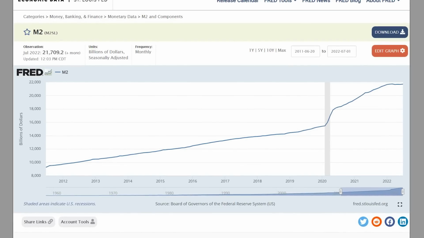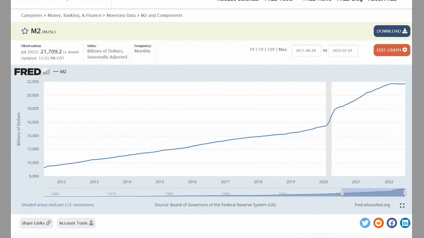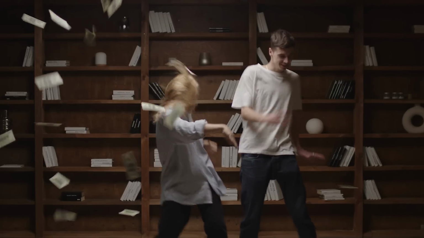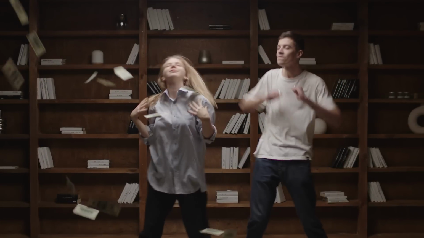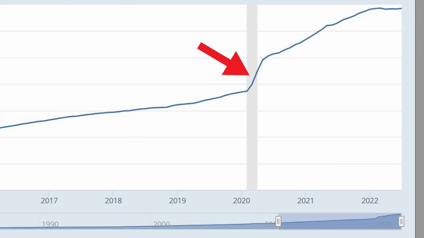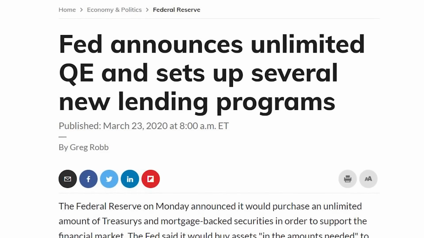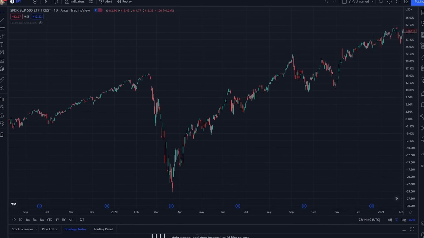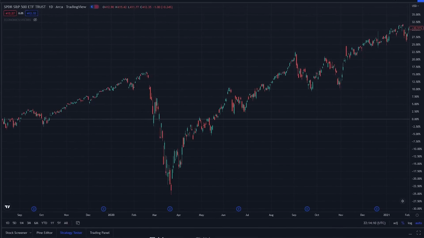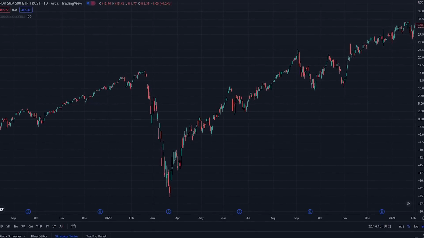Check out this chart. This is M2 money, or the money supply, like cash, checking deposits, and easily convertible near money that's flowing around in the economy. See this big jump? This is when the Fed started doing unlimited QE when the pandemic started. And we all know what happened that year. The market immediately did a V-shaped recovery and went up by 100%.